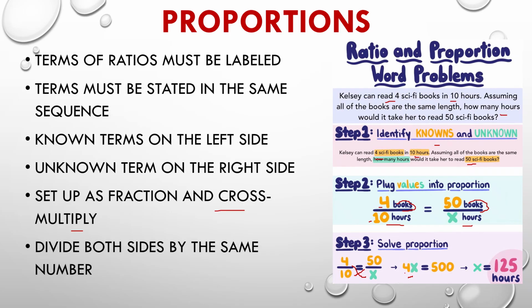So we're going to divide the left side by 4. That's going to give us X all by itself. And now we need to divide 500 by 4. So if we take 500 divided by 4, we get 125 hours. So it'll take her 125 hours to read 50 sci-fi books.